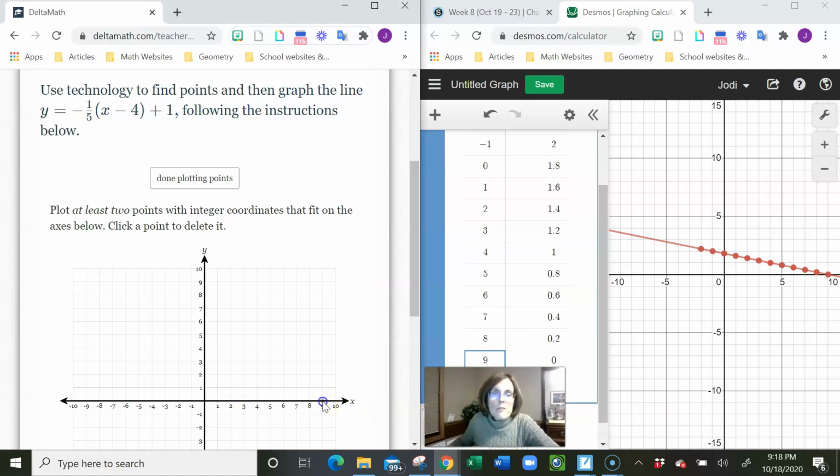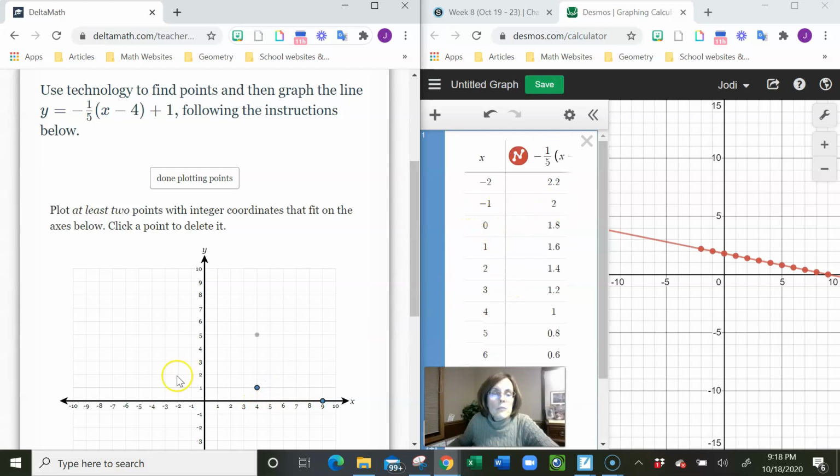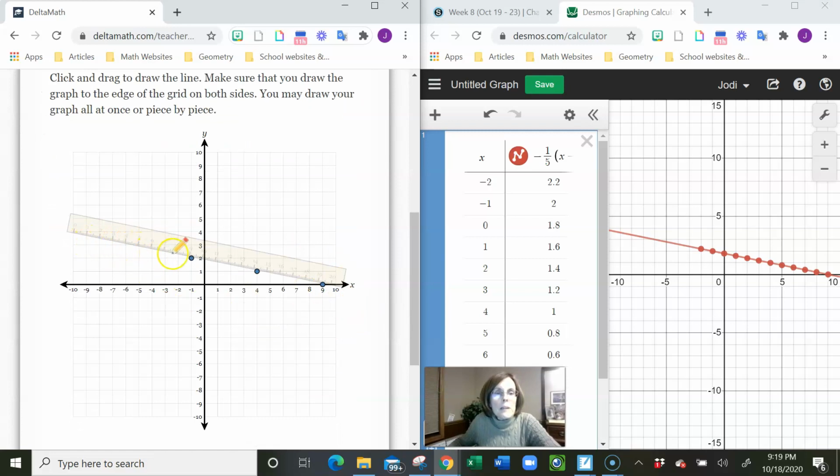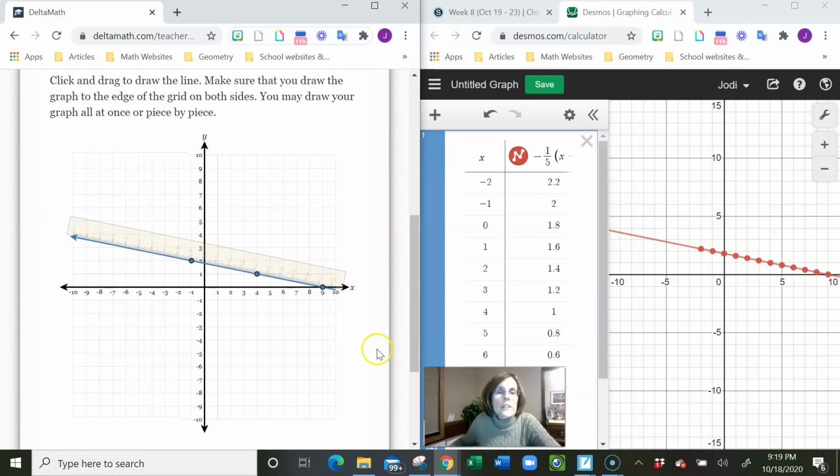So let me plot a few of these. 9, 0, I will take 4, 1. And here's another nice one, -1, 2. So over -1, up 2. So you can see that I have 3 points plotted here, and I got that from my table. So if I'm going to be done plotting points, and then look, I did plot them correctly because they all line up very nicely. And then I need to graph this from edge all the way to the other edge.